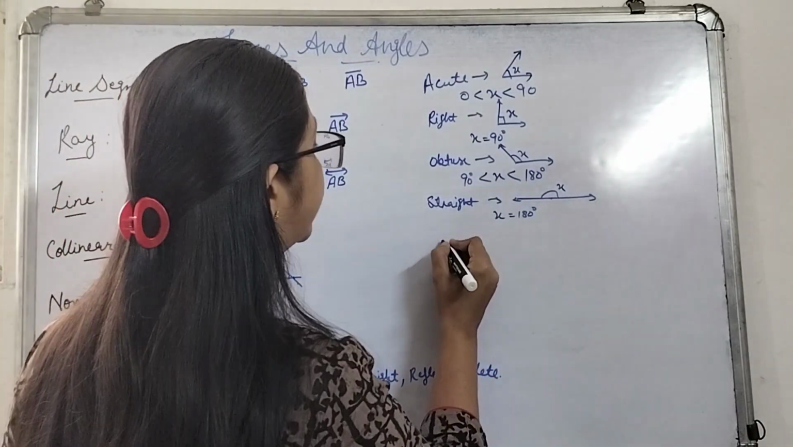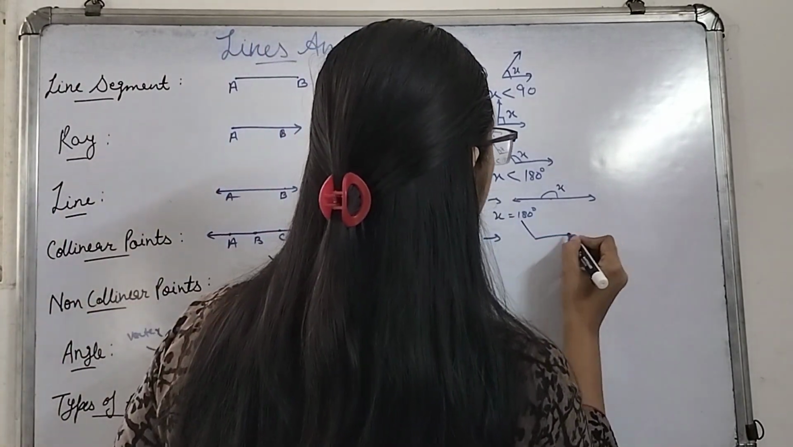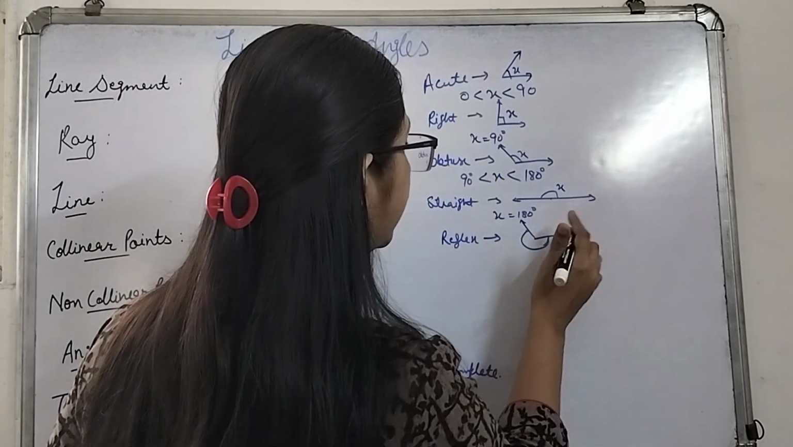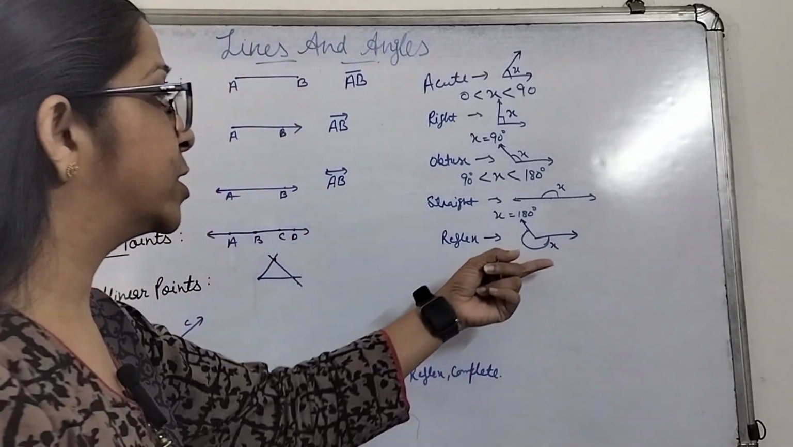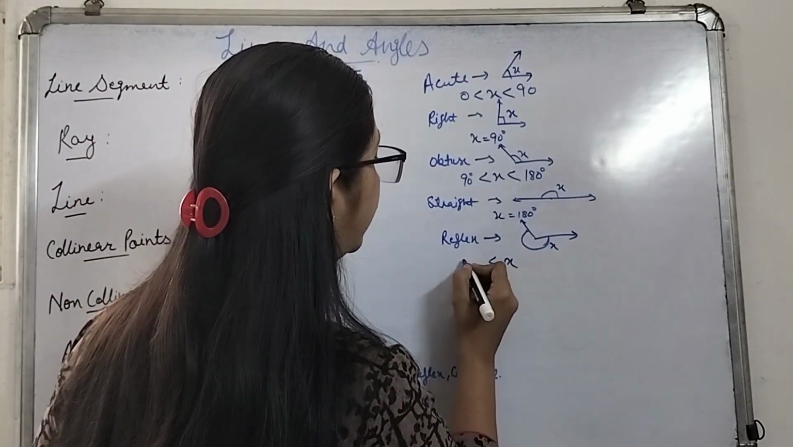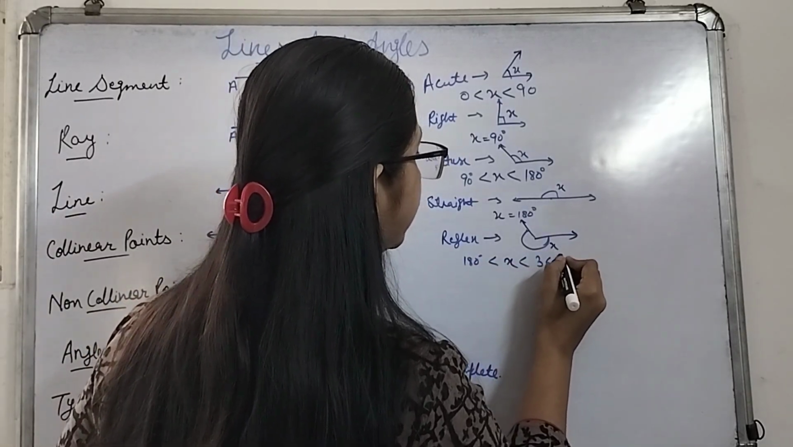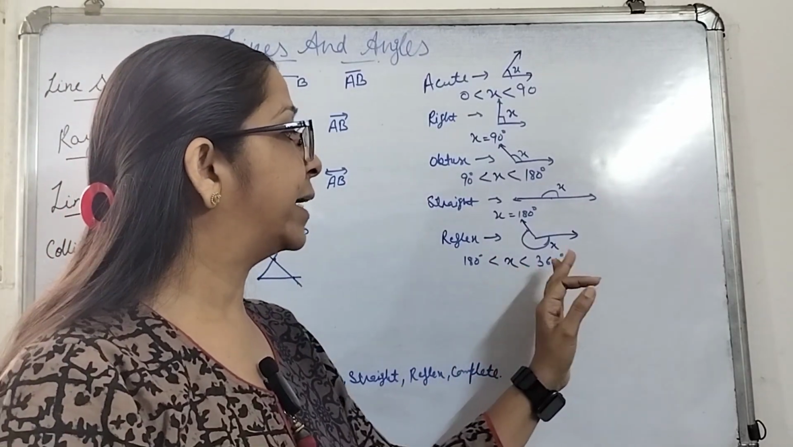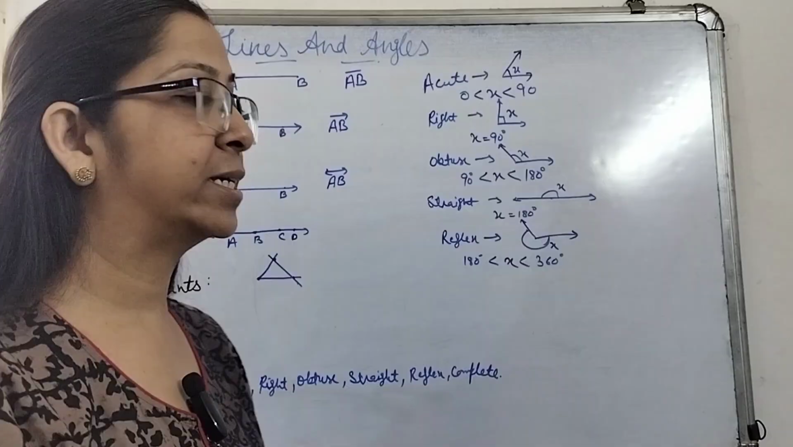Then comes your reflex angle. Suppose these are the two rays, and we are considering this angle, and this is your x. This will be the reflex angle. A reflex angle is an angle whose value is greater than 180 degrees but less than 360 degrees. If the measurement of the angle is more than 180 degrees and less than 360 degrees, then such types of angles are known as reflex angles.